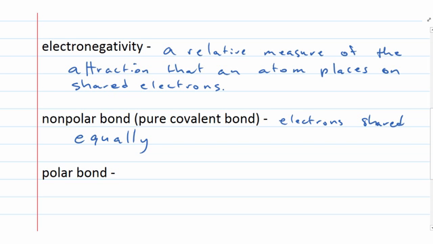We use the term polar. It's kind of like our politics today. Seems like if you don't have one view, you have the other extreme view. And so in a polar bond, this is when electrons are not shared equally. So again, electrons not shared equally.